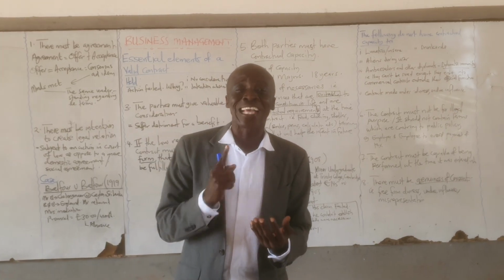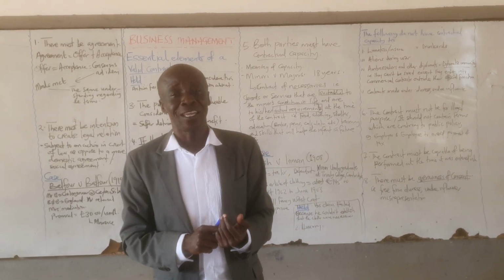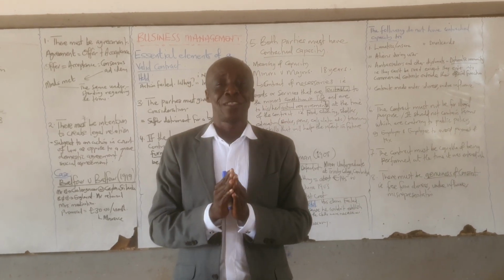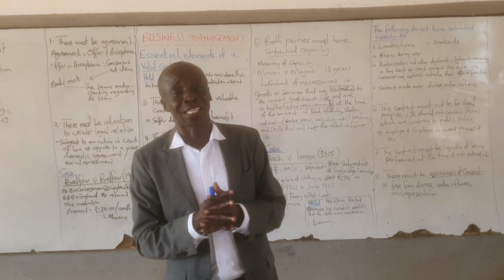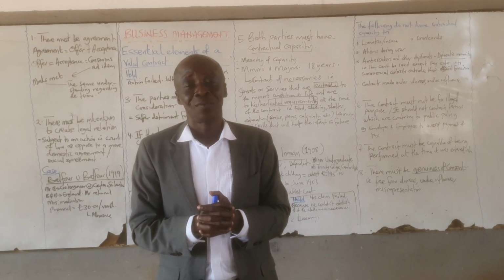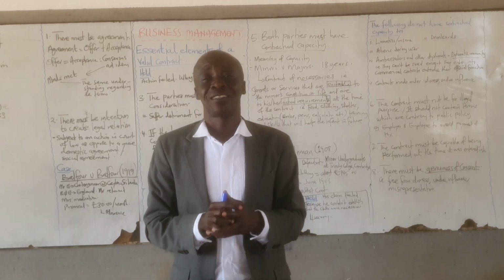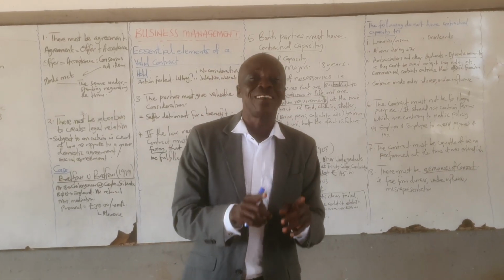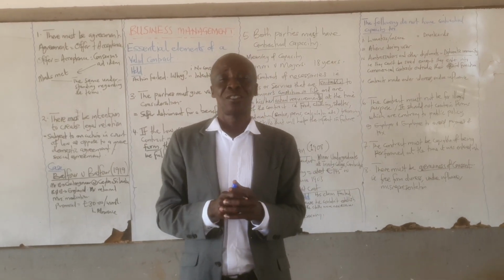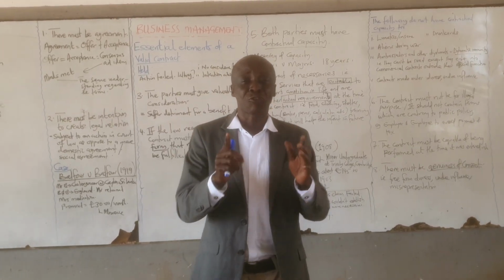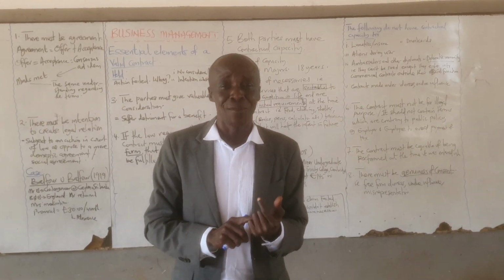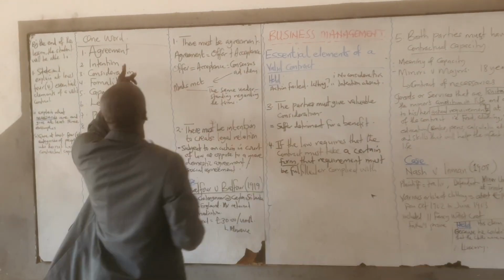The first condition, and we learned that one in our previous lesson. Remember when we were talking about contract? We said that a contract is an agreement. Then we said, but it's not every agreement that is a contract. So the first condition that must be present for a contract to be valid is that there must be agreement. So number one is agreement, and that is what is here.